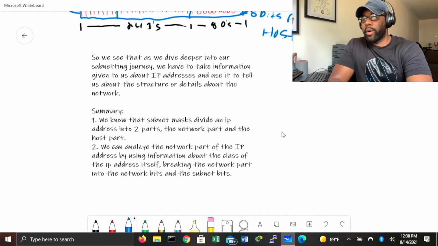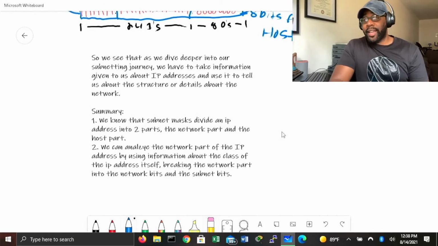So let's look at the summary real quick. We know that subnet masks divide an IP address into 2 parts, the network part and the host part, right? But then we can zero in to the network part for the simple fact that with subnetting, we're interested in the network part. Of course, we're interested in the whole IP address. We're interested in everything we can know about the IP address and the network that it belongs to, but we zero in to the network part to analyze it to see where the subnet is at, right? See where the network bits are, and then we can use that information to analyze the network.